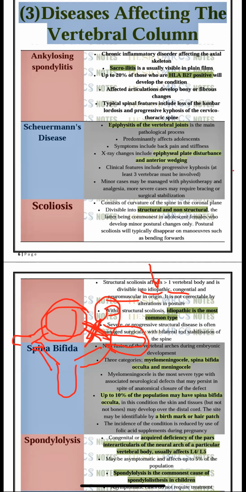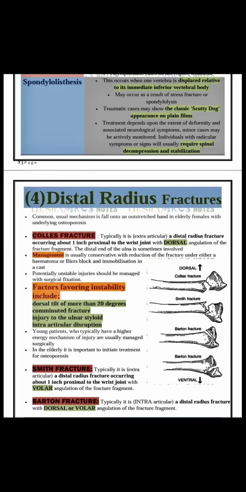So spondylolysis is just a deficiency of the pars interarticularis of the vertebrae. But spondylolisthesis is movement of the above vertebra over the other, causing compression also and wedging. So this is the difference between spondylolysis and spondylolisthesis. And here you will see spondylolisthesis, where you have just displaced the vertebra over the other.